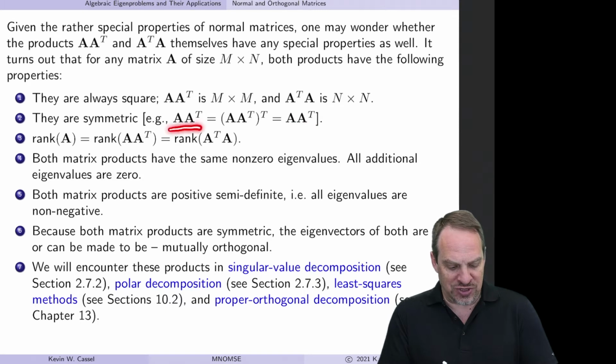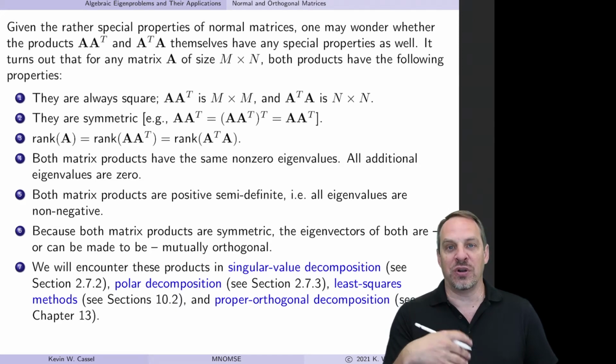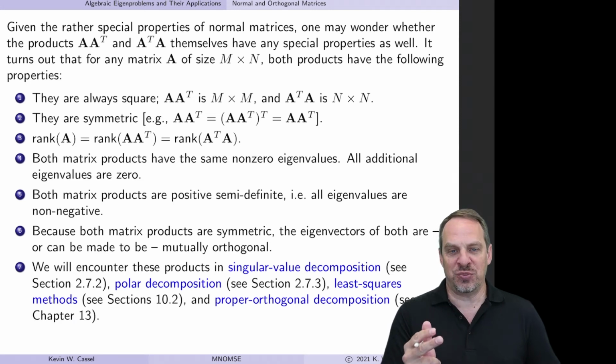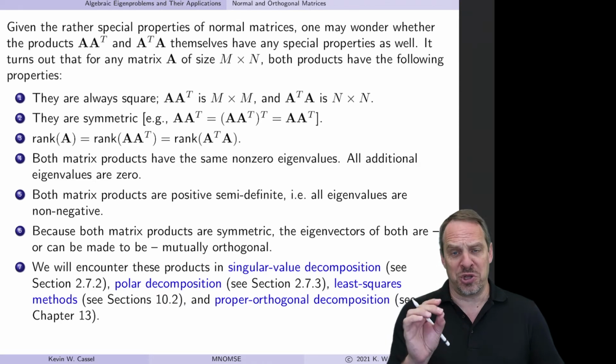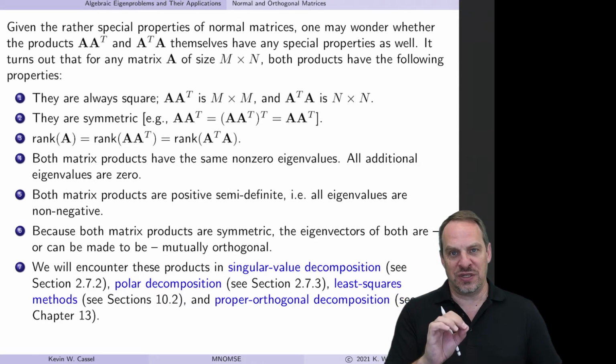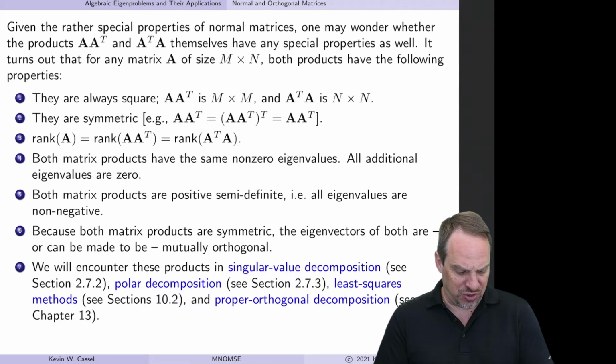So A times A transpose and the transpose of A times A transpose are both the same. Therefore, even though A is not symmetric, A times A transpose is symmetric, as well as A transpose times A. This is really powerful, because now the properties that hold for symmetric matrices, we can apply not to A, but to A times A transpose and A transpose times A. This is going to be really significant in some applications that I'll mention in a moment.